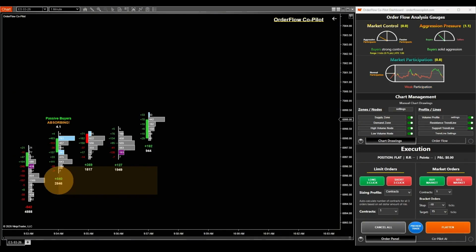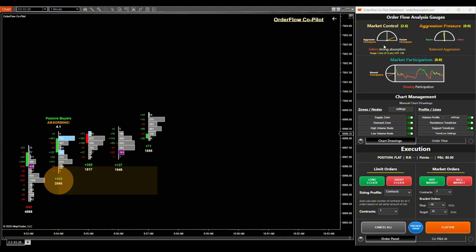In this video, we're going to discuss the OrderFlow gauges in OrderFlow Co-Pilot. These gauges are the first of their kind and are brand new ways to help analyze order flow. Let's begin with the market control gauge, this one right here on the top left.